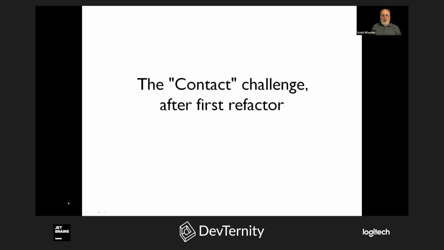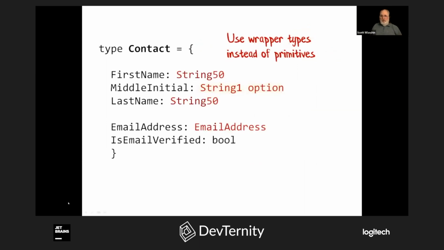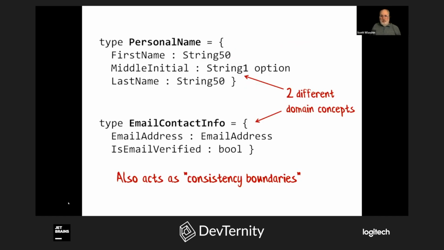So let's revisit the challenge now after the first refactoring. We have these constrained types now, which is much better. And we split it into two pieces, two different domain concepts. And these domain concepts are also very good for consistency boundaries. If I have two people editing something, and two people edit the name at the same time, that's a bug. I have a concurrency issue. If one person edits the name and somebody else edits the email at the same time, that's not a bug. So these act as boundaries for integrity as well.